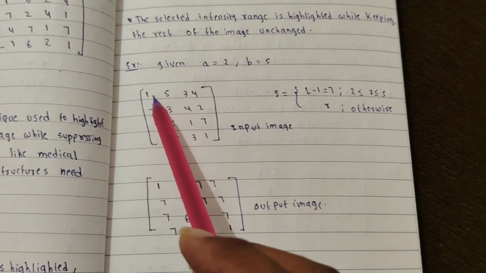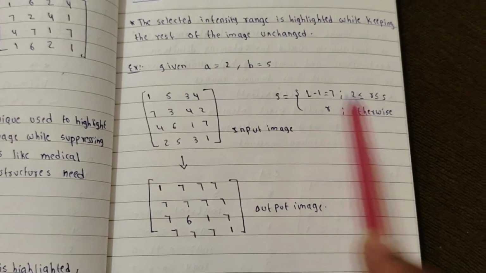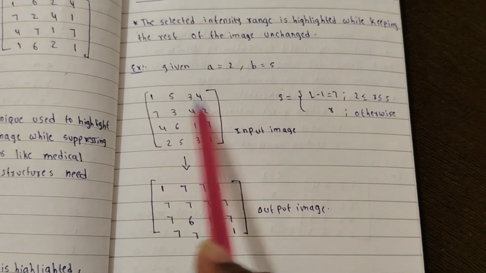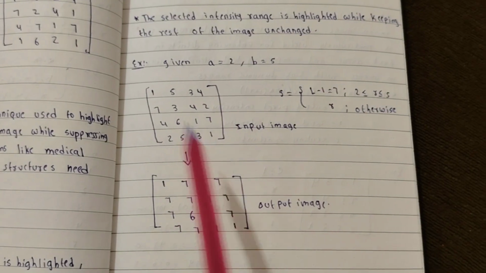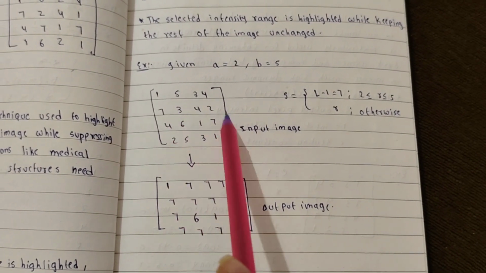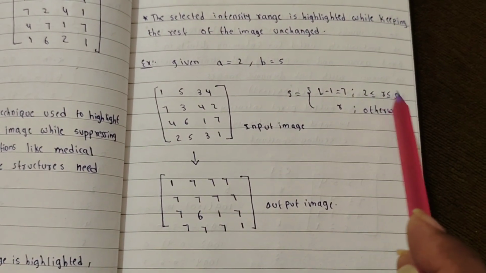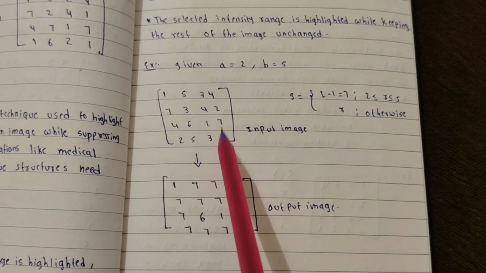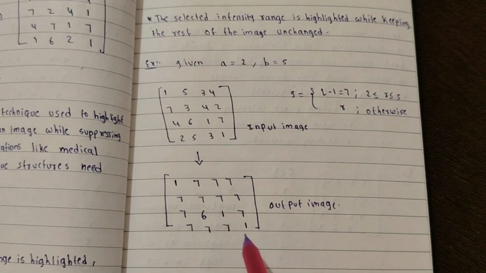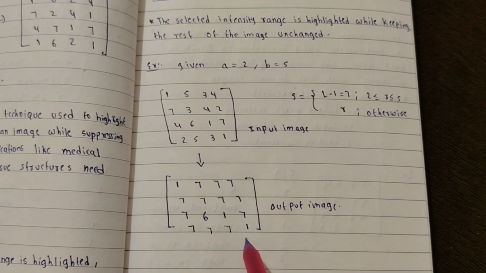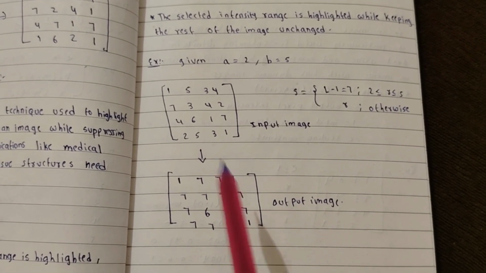For example, 1 is out of this range, so we keep it as 1. 5 is in this range, we set it to 7. 3 is in this range, we set it to 7. 4 is in this range, we set it to 7. Similarly, for every input pixel we calculate the output pixel. Here 6 is out of range, so we keep it as 6. For 1, it is out of range, we keep it as 1. For 1, it is out of range, we keep it as 1. Remaining all are in range, so we set them to 7.